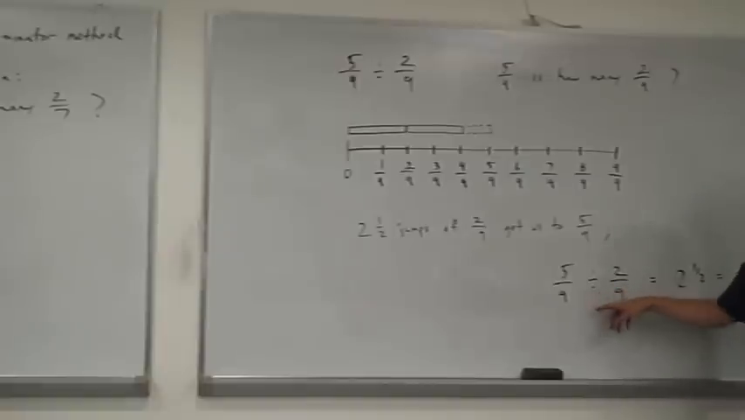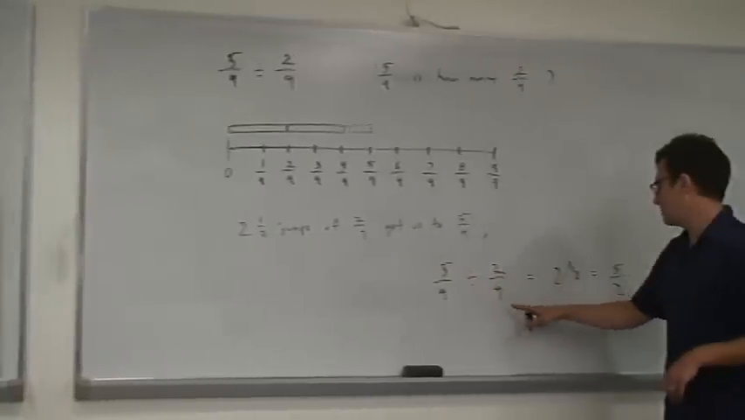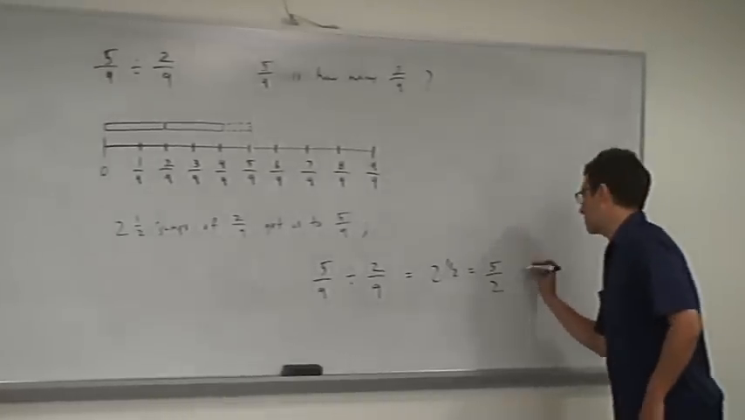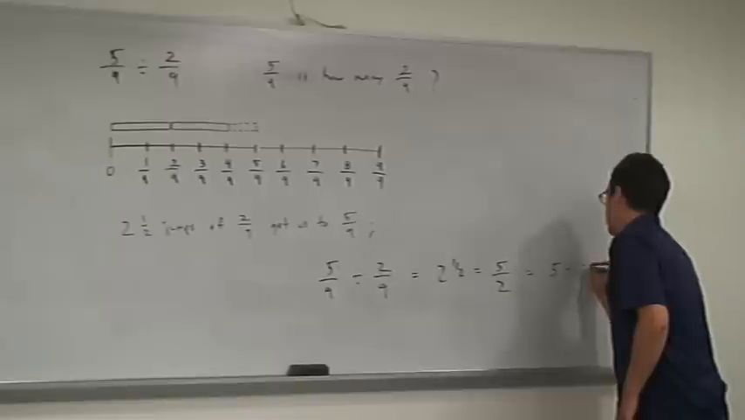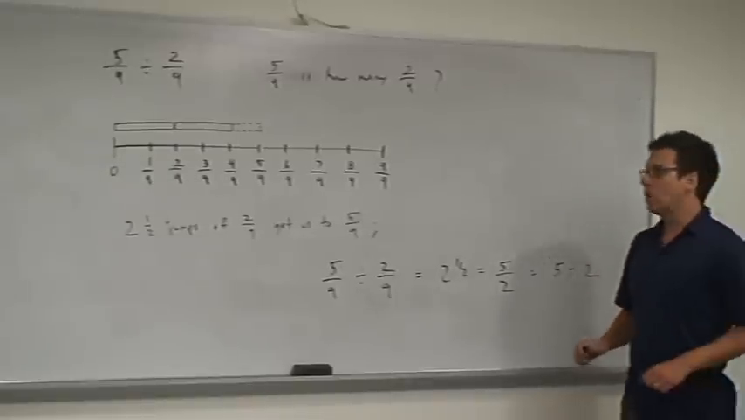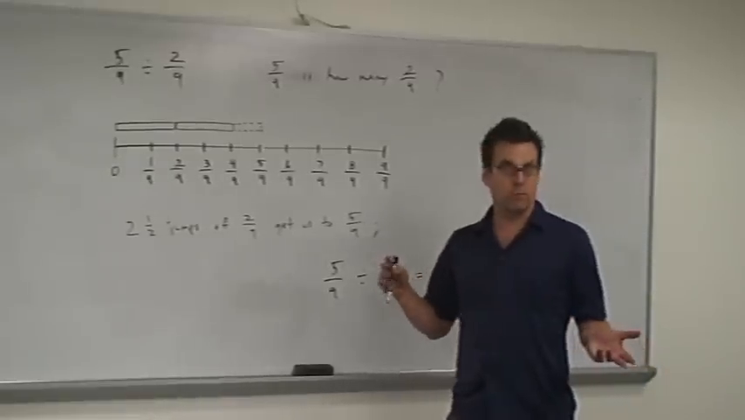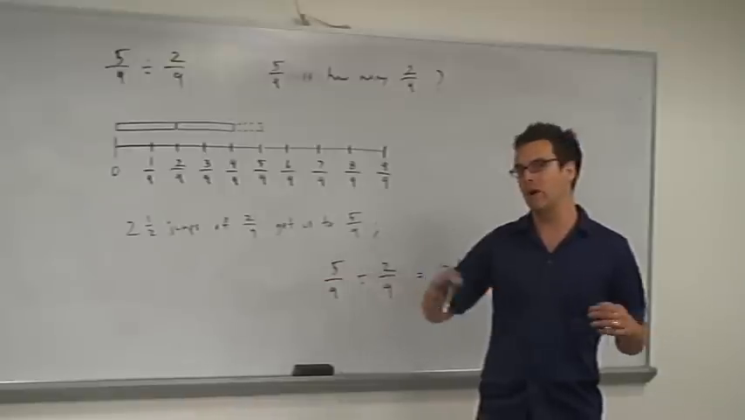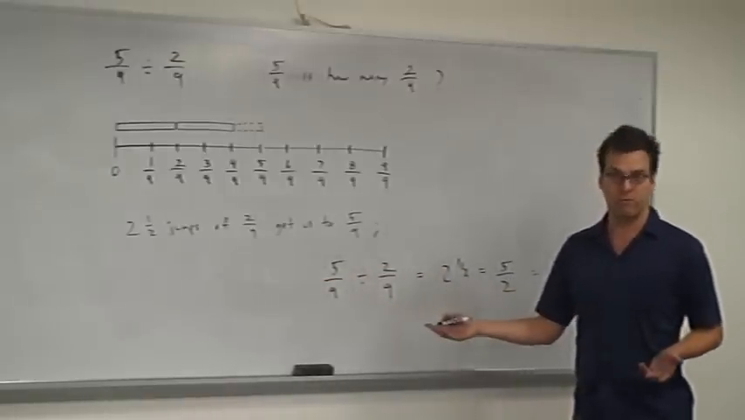If we have two fractions with common denominators, then a valid way to divide them is to divide straight across the top. 5/9 divided by 2/9 is the same as 5/2, and of course 5/2 is the same as 5 divided by 2.